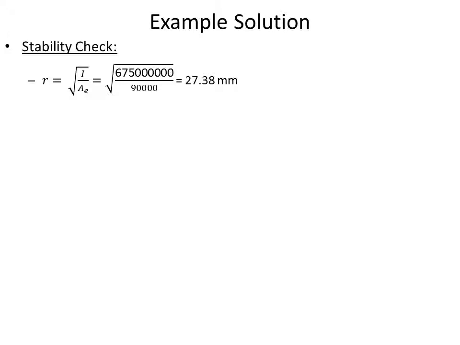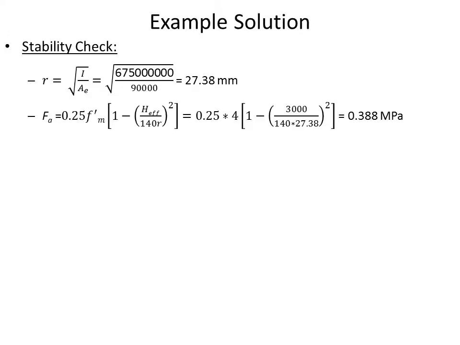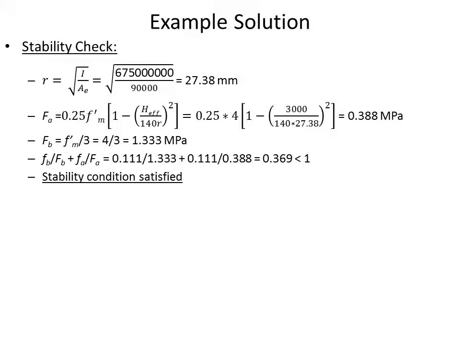Furthermore, we should check the stability. R is equal to square root of I over A effective. So this is 27.38 millimeter. FA is 0.25 F-M multiplied by 1 minus H effective over 140 R all square. This will give us 0.388 megapascal. FB is 1/3 of F-M, which is 1.33 megapascal. So let's calculate our ratios. So the small FB over the capital FB plus small FA over capital FA. This will give us 0.369, which is far less than 1. So the stability condition is satisfied.